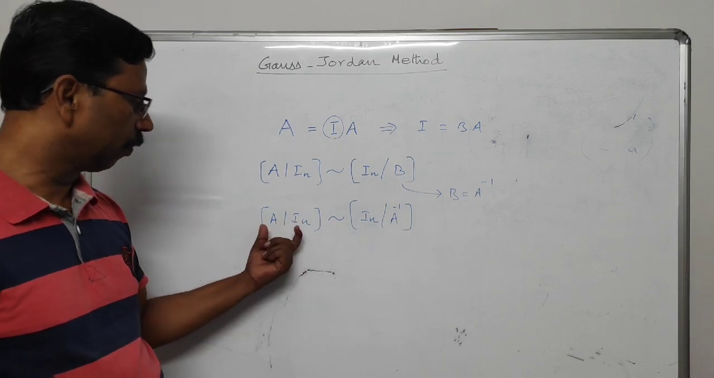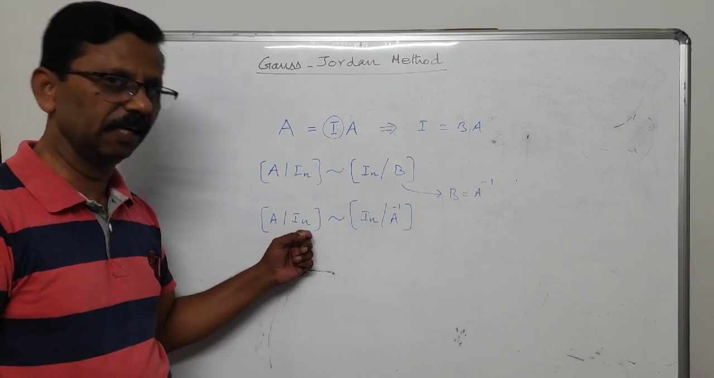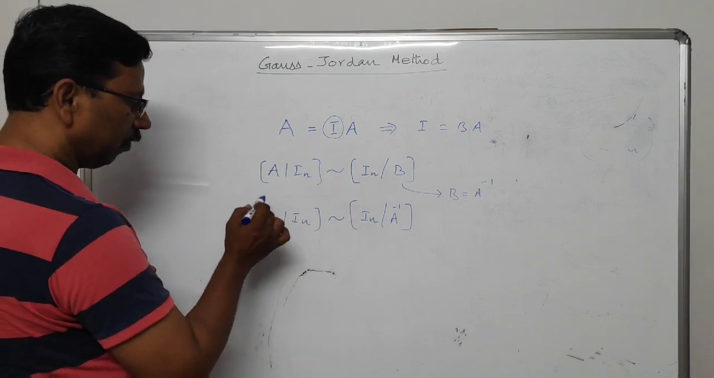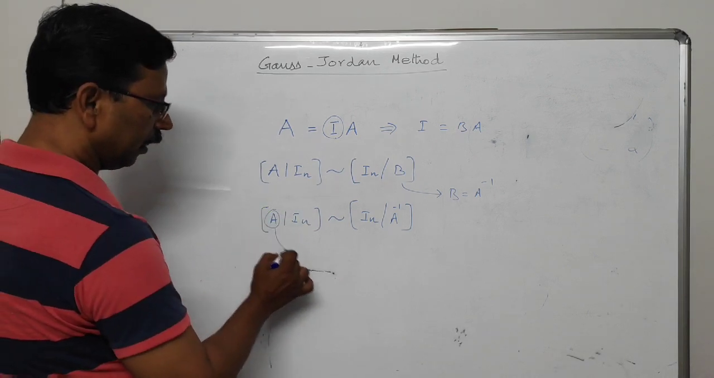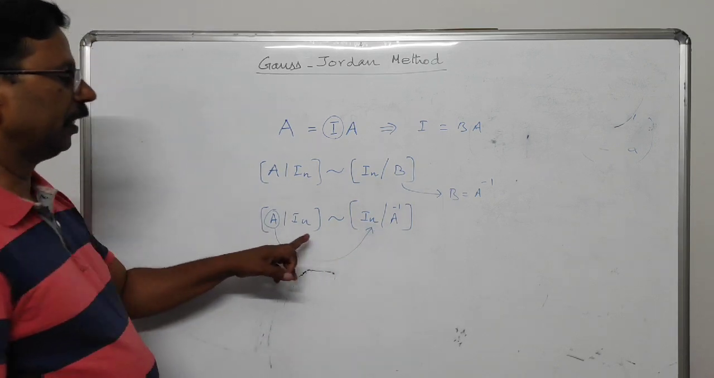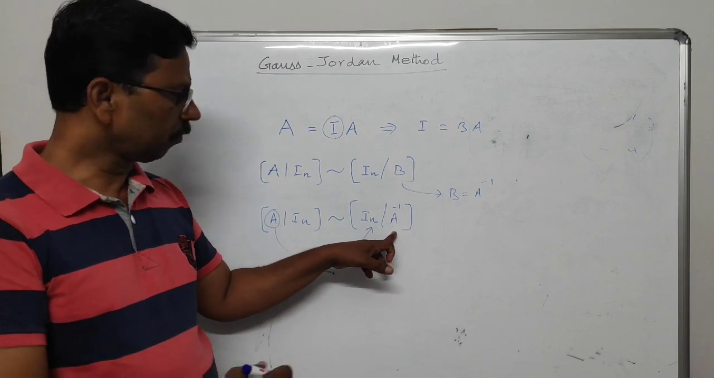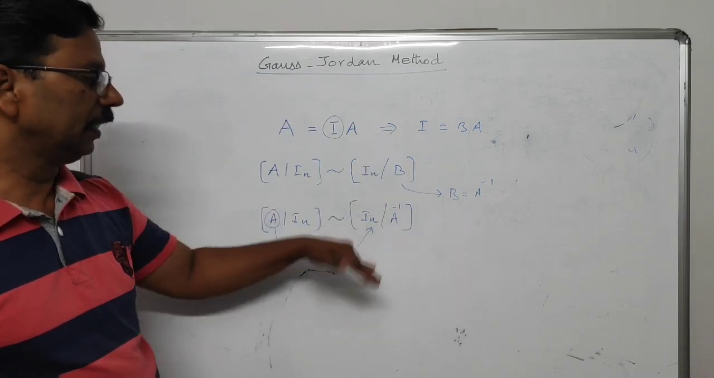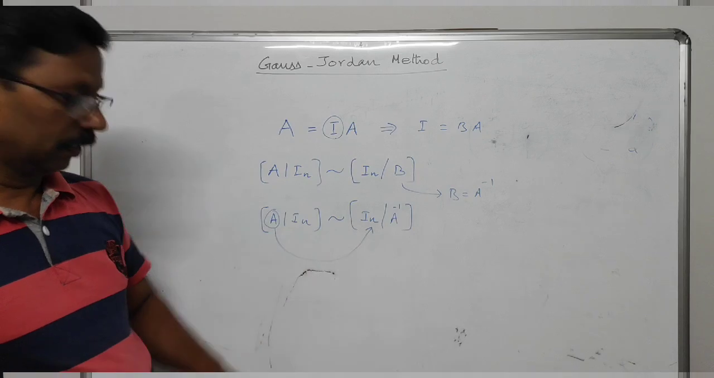Now this is the method given in our book. We can augment the matrix A with the identity matrix, and by applying elementary transformations, convert the matrix A into the identity matrix. Then automatically the augmented matrix will be the inverse of A. Now let us see how to find this inverse by this method.